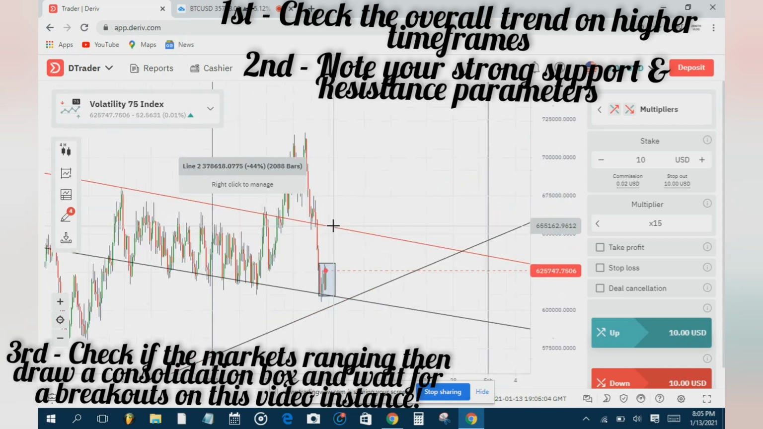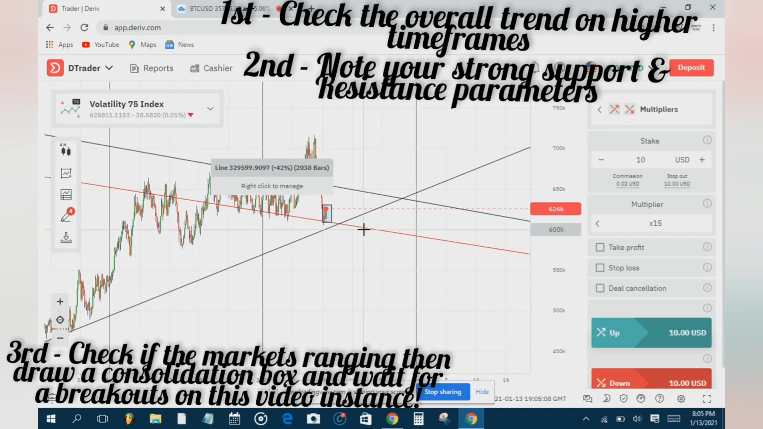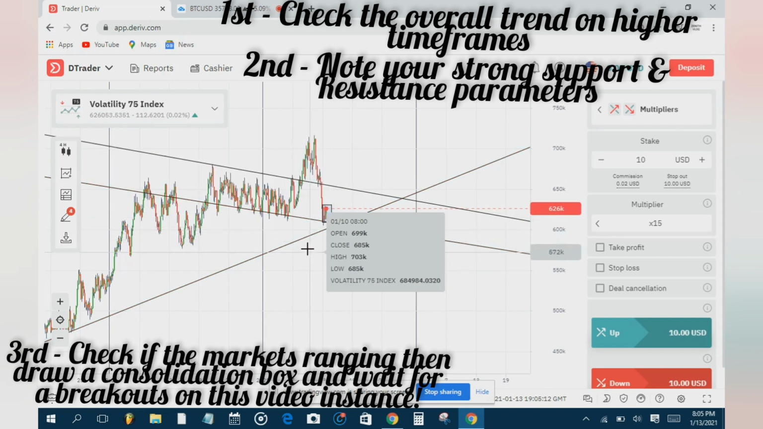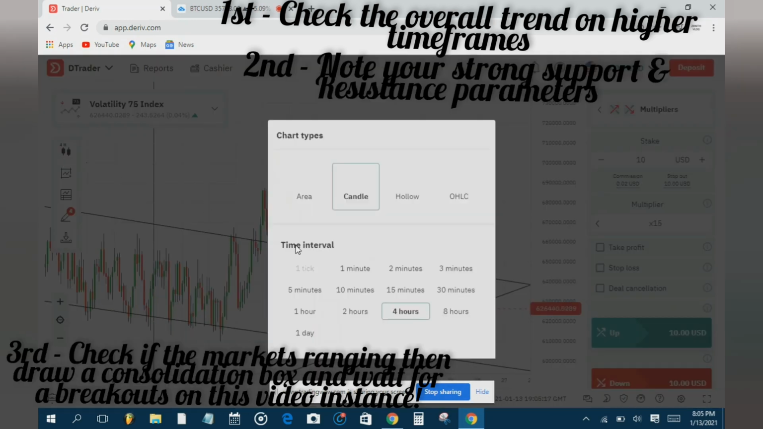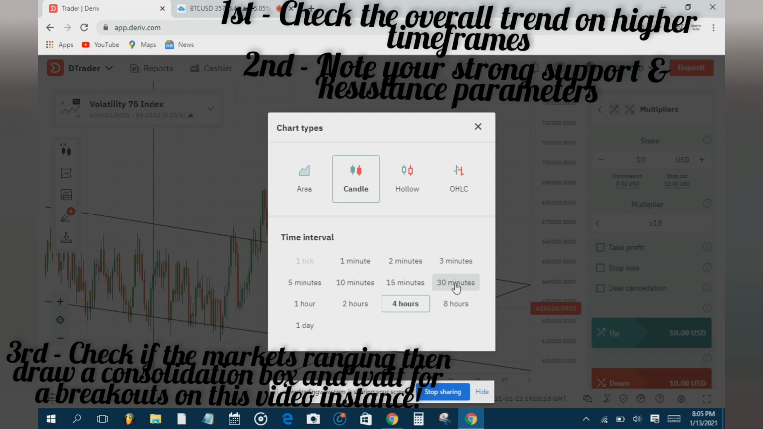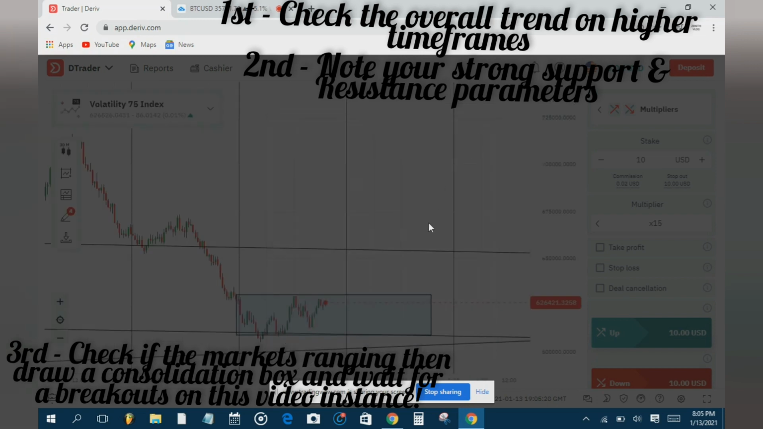So you see, if we get the breakdown side, then we know we've broken not just the inward bearish trend line, we've also broken the overall bullish trend line. So we're going to go down even further. But for now, we're just going to wait for a breakout of the consolidation box.